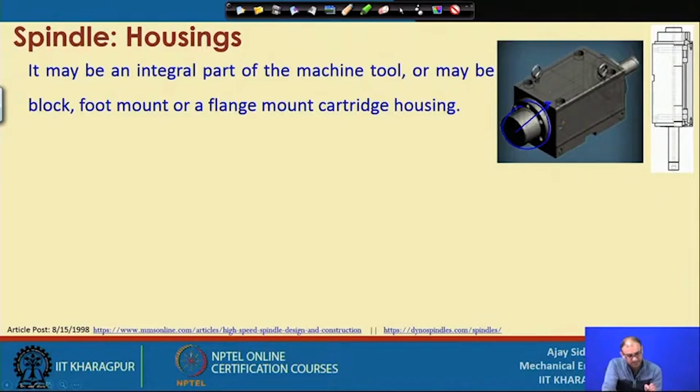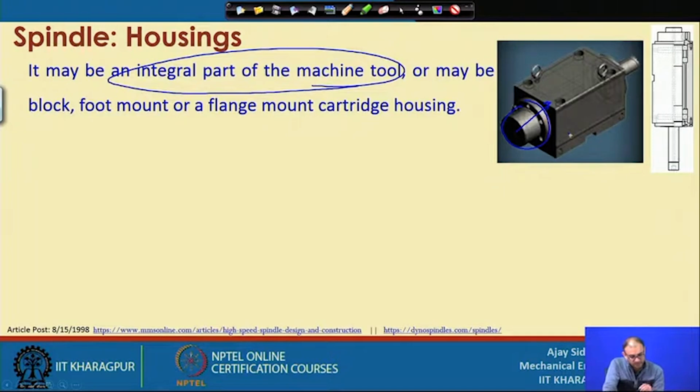It will retain the spindle at one particular location and will not allow any type of movement. If you want to fix this, you can change the integral spindle without changing this part. Sometimes it is an integral part of the machine tool. If you know which particular spindle you want to use, you can put it in as an integral part, so you do not require any additional assembly here. Once you reduce the assembly, we know that wherever there are many parts, chances are high that they will loosen at a later stage. So, it is better to make a monolithic structure, so that you reduce the number of joints, and in the end it will also increase the stiffness of the machine tool. So, sometimes it is like that, or sometimes you use a block or flange mounted cartridge housing type of thing.